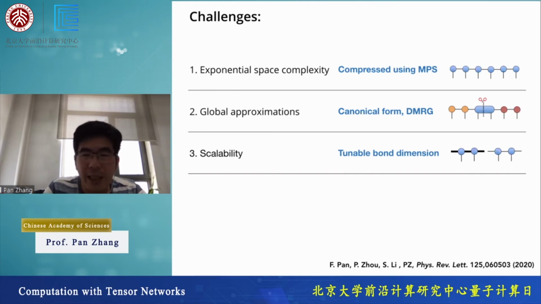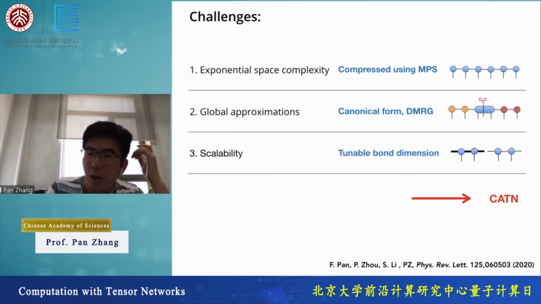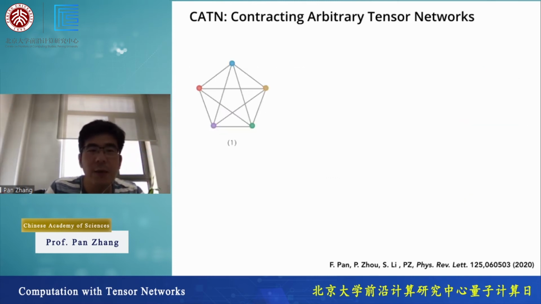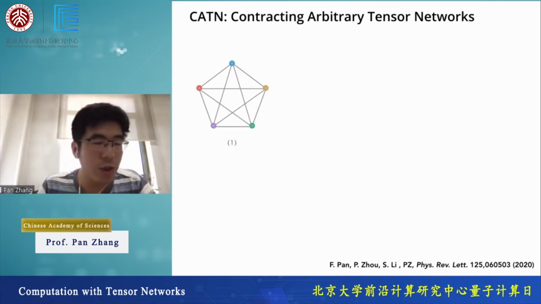About the scalability, since we are using MPS, we can always use a very small bond dimension because every tensor we encounter in these matrix product states is a three-way tensor. So if the bond dimension is small enough, we can make it scalable. Maybe this is a trade-off with accuracy, but we can always make it work for large systems. And this results in an algorithm we call CATN. CATN stands for contracting arbitrary tensor networks. I will give an example to show how it works.